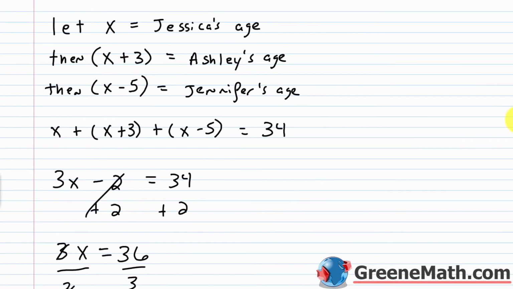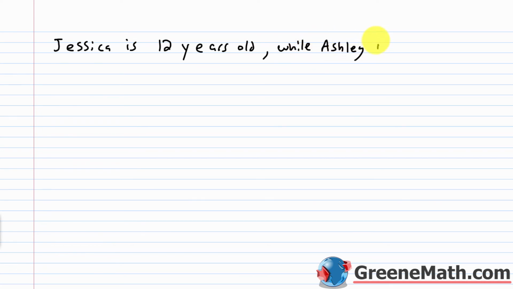So x equals 12. X is Jessica's age. Jessica is 12 years old. Ashley, remember, we represented her age with x plus 3 because she was 3 years older. Jessica is 12 years old, while Ashley is 15 years old.